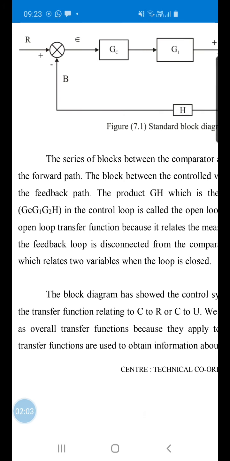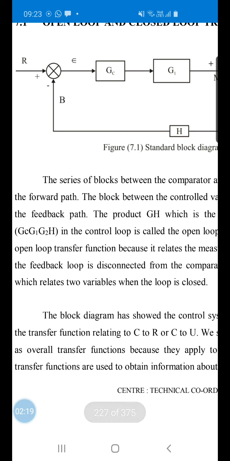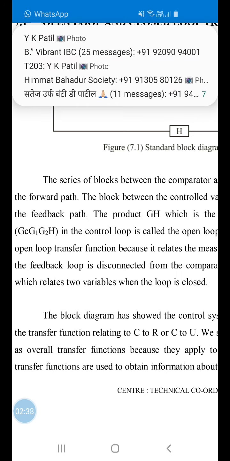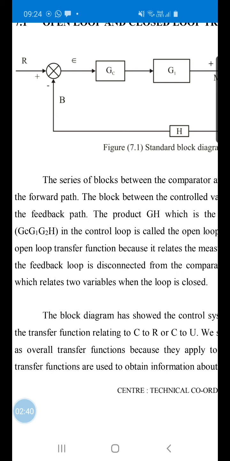We call this G into H the open loop transfer function because it relates the measured variable B to the set point R if the feedback loop is disconnected at the comparator. And when this loop is closed, when B is connected to the comparator, then it is called the closed loop transfer function. The block diagram shows the control system.